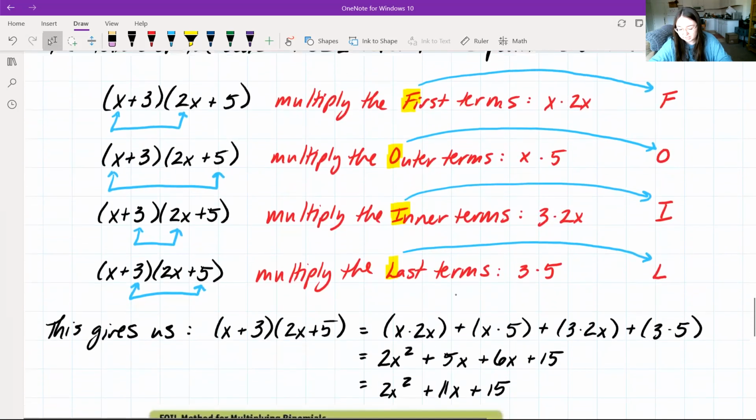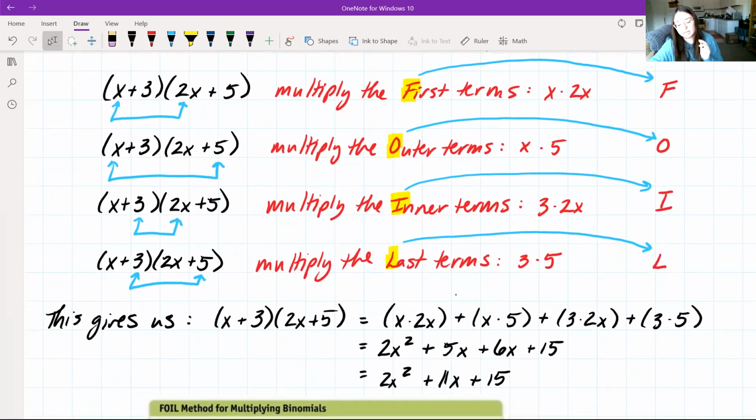So if we multiply these together, this is going to end up giving us x plus 3 times 2x plus 5 is equal to x times 2x plus x times 5 plus 3 times 2x plus 3 times 5. Then when we multiply out, we'll get 2x squared plus 5x plus 6x plus 15. Then we combine our like terms, which are most likely going to be the terms in the center, to get 2x squared plus 11x plus 15. And that would be our product of the two binomials.